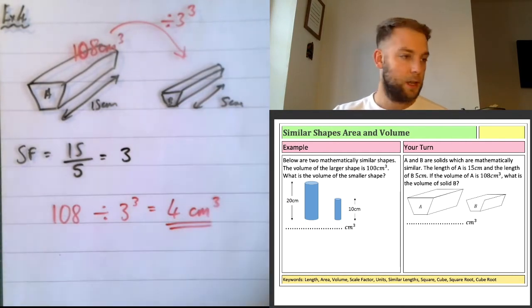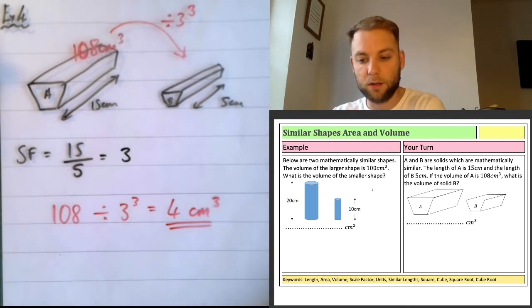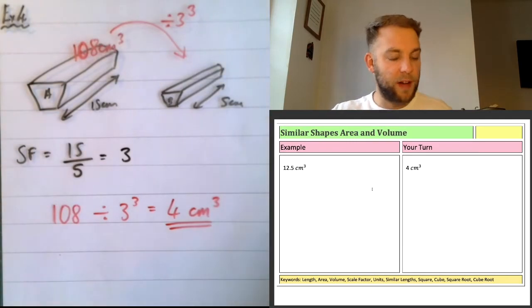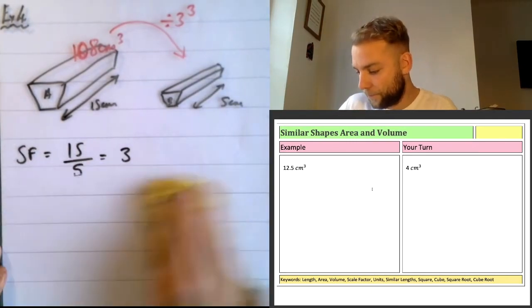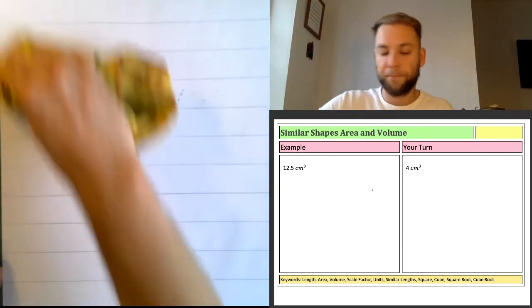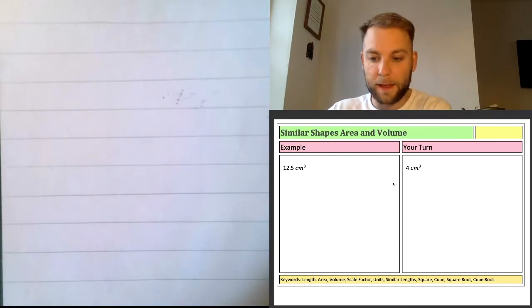Brilliant. So let's check those answers. Let's have a little look. 12.5 and 4, absolutely brilliant. Okay, so let's have a look at the next question then.